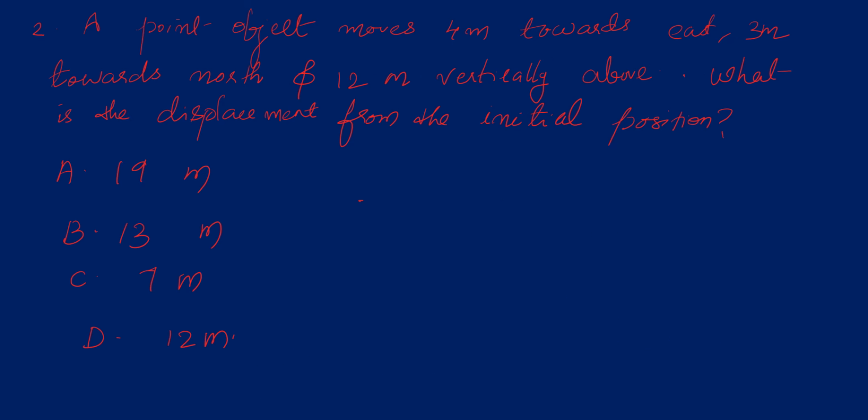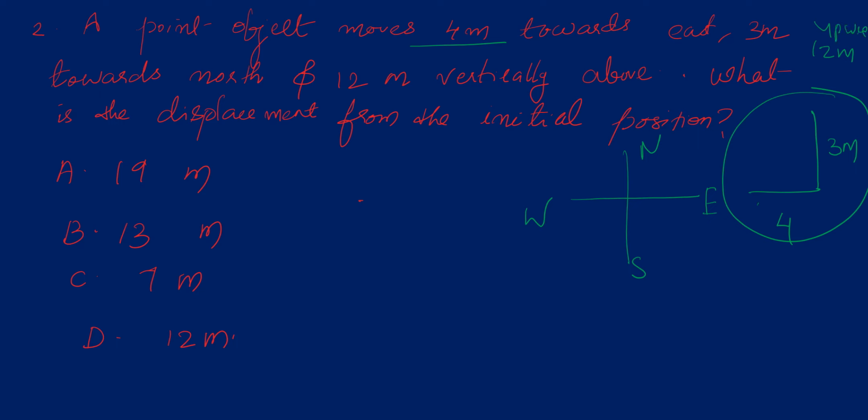A point object moves 4 meter towards east, 3 meter towards north, and 12 meter vertically above. What is the displacement from the initial position? Options are given. Let us draw directions east, west, north, and south. It is said that the point object moves first 4 meter towards east, then it travels 3 meter towards north, and then it travels 12 meter upwards.